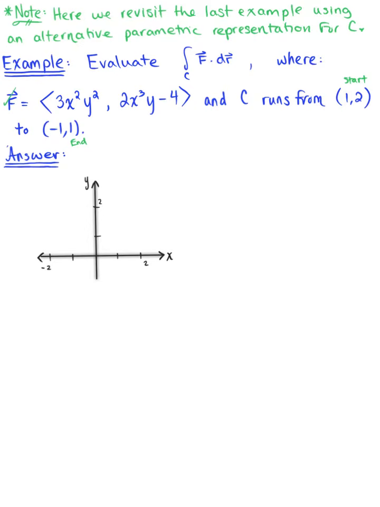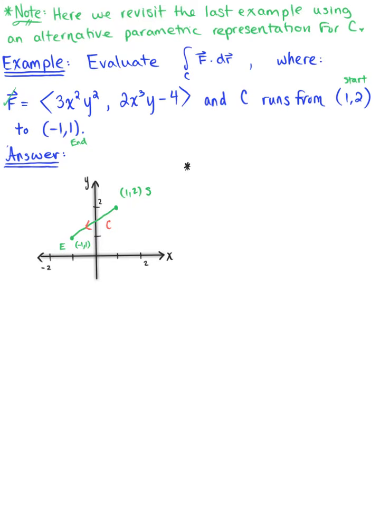So we have the ordered pair 1, 2. So that's where the curve starts. We'll put a little S here, our starting position. And this curve ends at the ordered pair negative 1, 1. And that is where that curve ends. So connecting those 2 points with a smooth curve and indicating the orientation of our curve C, we can see that we have a line segment.